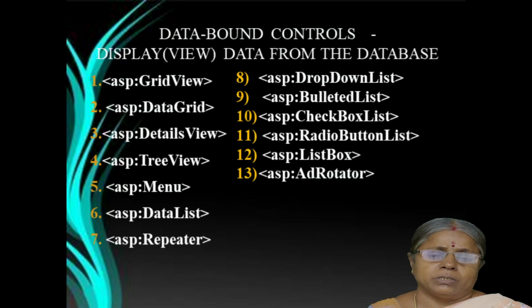Data bound controls are used to display data from a database. The available data bound controls in ASP.NET are GridView control, DataGrid, DetailsView, TreeView, Menu, DataList, Repeater, DropDownList, BulletedList, CheckBoxList, RadioButtonList, ListBox, and AdRotator.